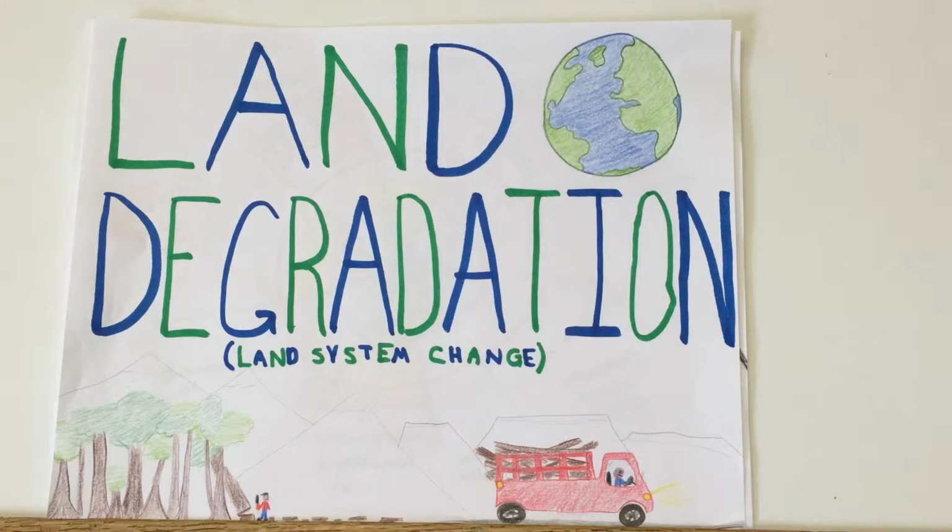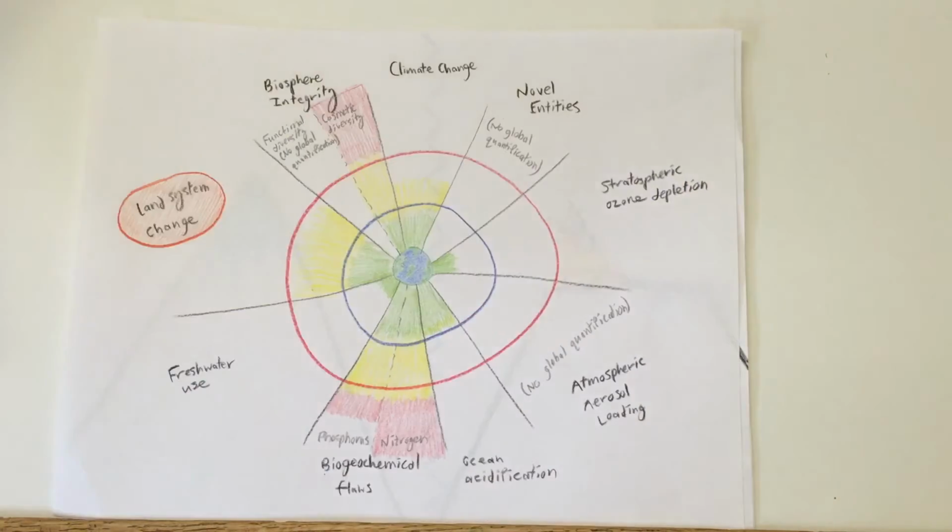Land degradation, or land system change. Planetary boundaries represent the threshold at which 9 different types of environmental problems the Earth and the human population can sustain. The diagram shows the severity of each of the 9 planetary boundaries.